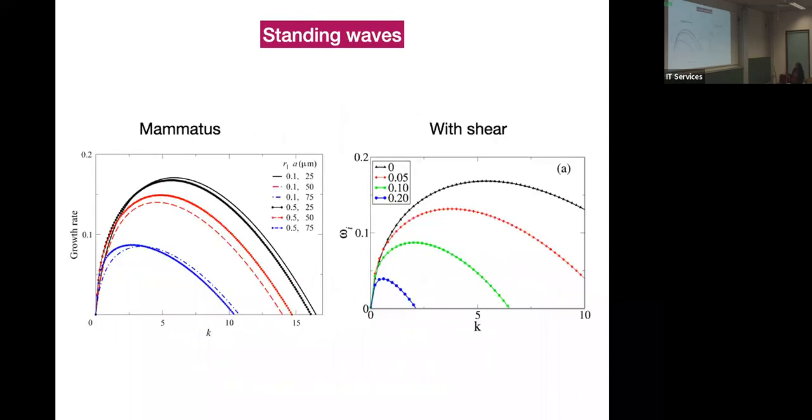We always get standing waves which are growing in time, and standing means they're not moving in the horizontal direction. Then under different conditions, we get different wave numbers of growth, which are broadly consistent with our simulations. So we do this very simple stability analysis, but we haven't included thermodynamics in the stability, which we need to.